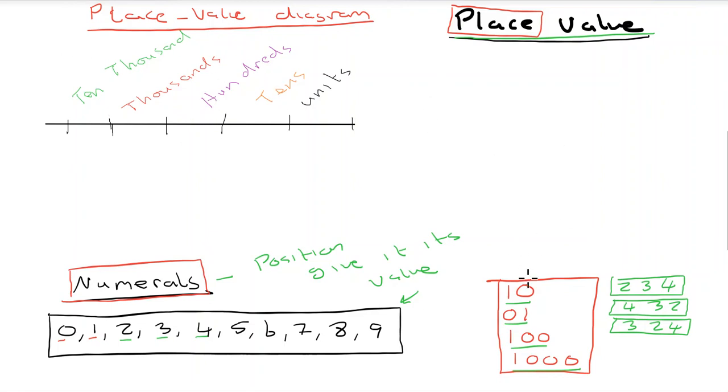If we think about the number 10, for example, where would we place this? We can see that the number 10 has 0 units and it has 1 ten. This is where we would place it on a place value diagram.